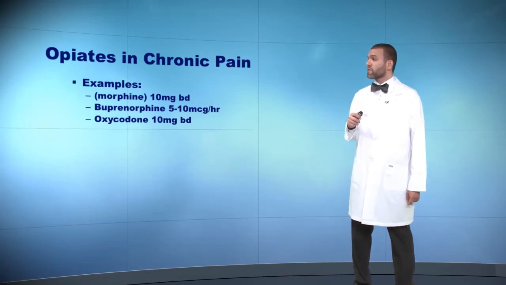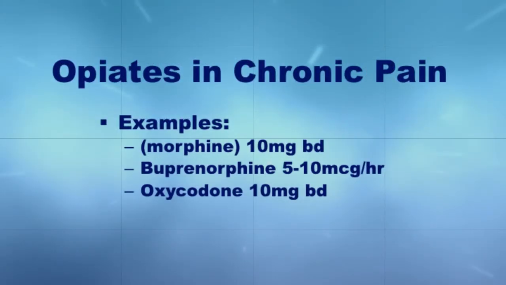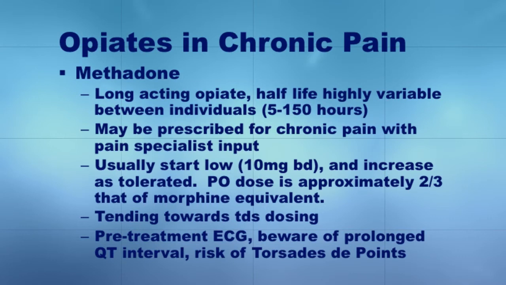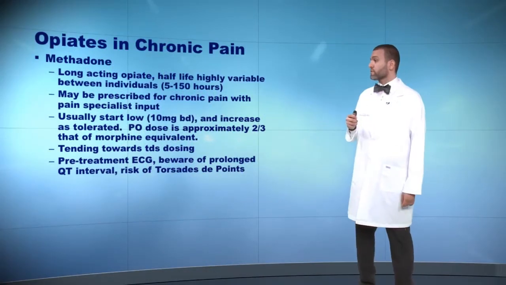Examples of the opioids, as I said: morphine 10 milligrams, buprenorphine, or methadone. We usually use it in conditions where regular opioids are not working, or severe neuropathic pain. The problem with it is that it has a long half-life, which can go up to 150 hours. It's very variable in patients, and it's usually prescribed by chronic pain specialists or palliative care givers.